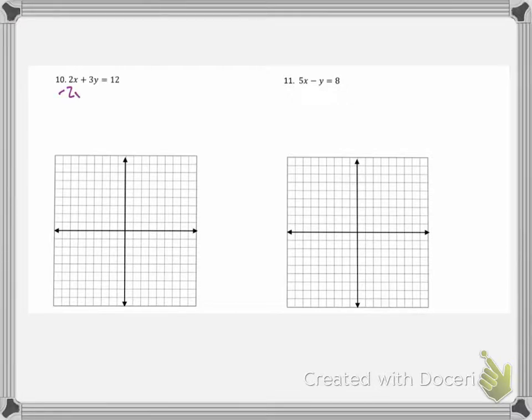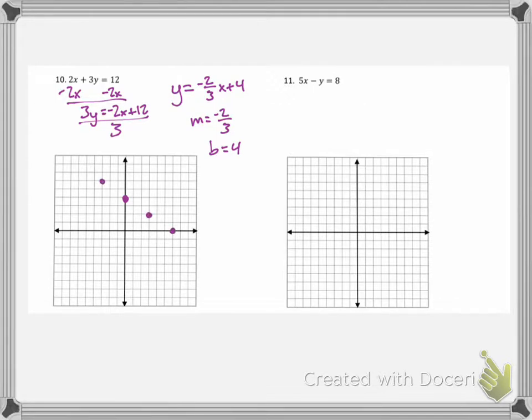So I'm going to subtract 2x here in number 10, and then divide everything by 3. So in slope-intercept form, this equation would be y equals negative 2/3 x plus 4. So I have a slope of negative 2/3, an intercept of 4. So I'll start at 4, down 2 to the right 3, or up 2 to the left 3, and I have my line.